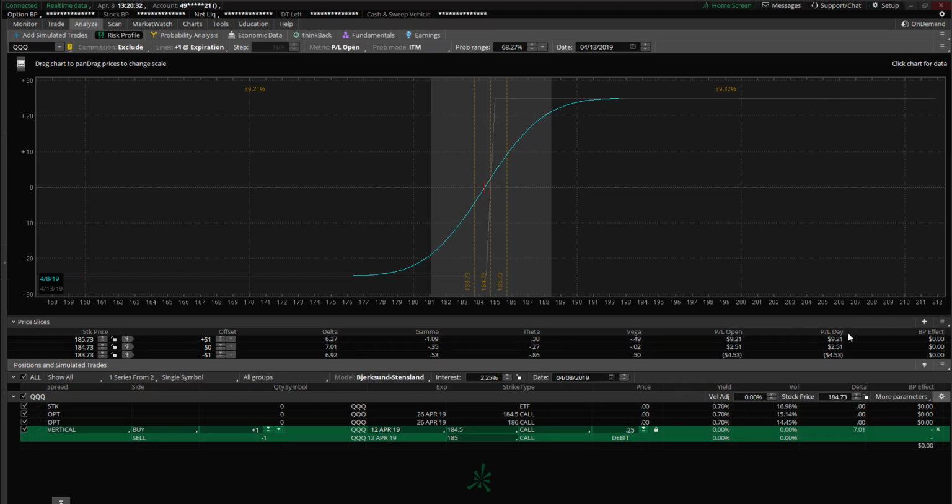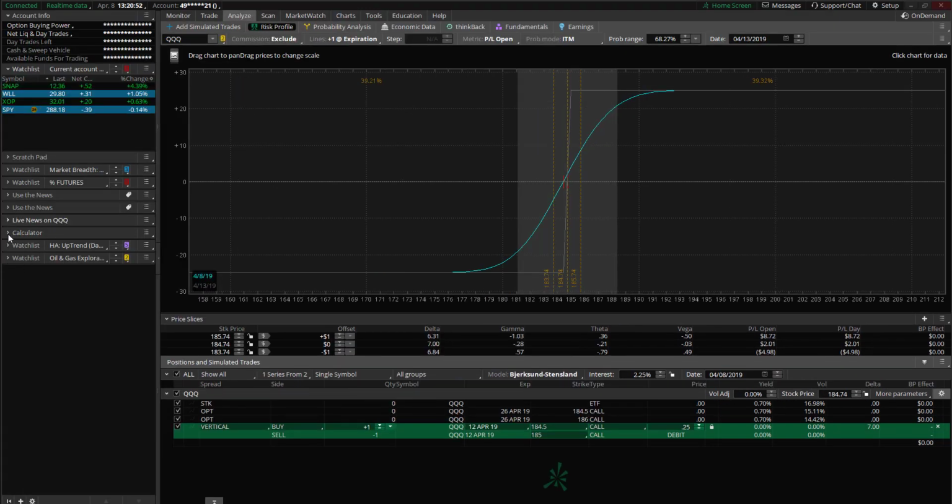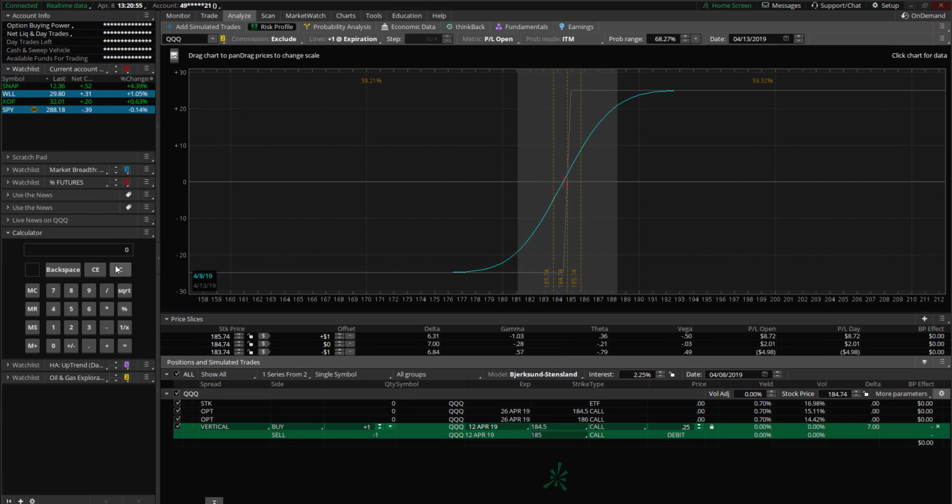$1 move up, I would profit $9.67. If it went down, I would lose $4.50. I need to see a profit of 50 cents. So that's 25 cents greater than where I'm at right now. Now we can calculate that. Say I want 50% profit. 55. That way I can cover commissions. So I take 0.25 multiplied by 1.55.